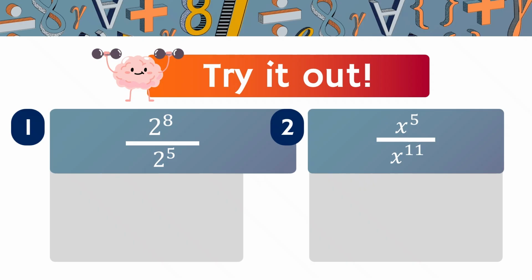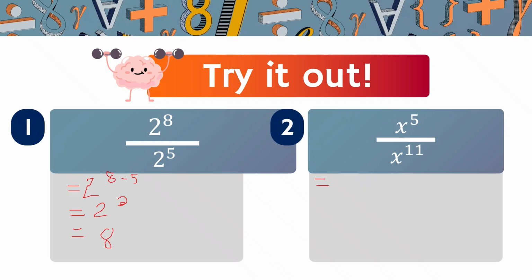Let's try these two examples. First, we have 2 raised to 8 over 2 raised to 5. Again, copy the base. Our base here is 2. And raised to 8 minus 5, equals 2 raised to 8 minus 5 is 3. 2 raised to 3 is 8. That is right.